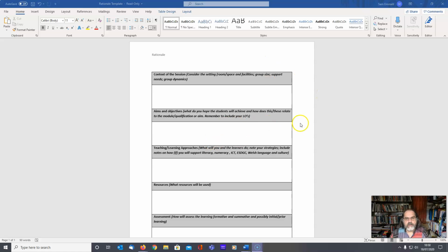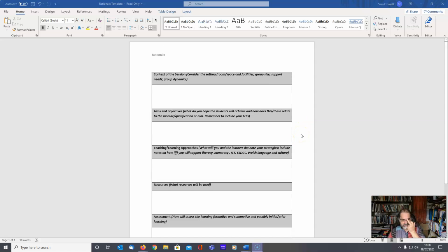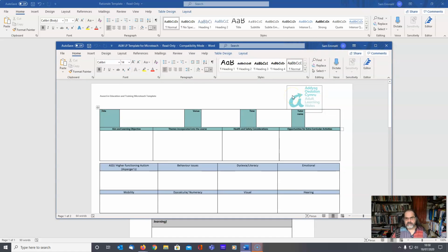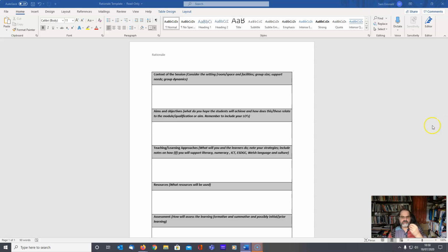Okay, so I've got a very basic rationale here which I've adapted, and the rationale is the reason for your teaching. The best way to do a rationale is before you do your lesson plan, as the thinking that goes behind it will make the lesson planning so much easier. And it's the most important thing, really. So we're going to look at some key areas now.